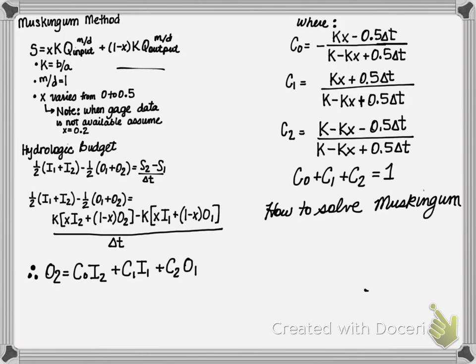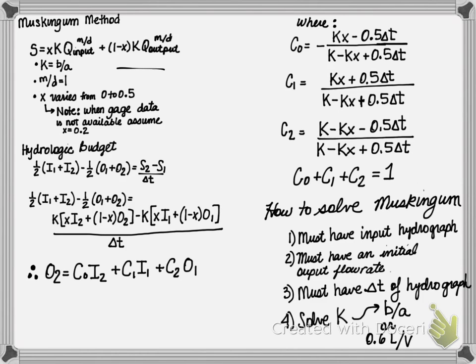Next, the steps in solving the Muskingum method. You must have an inputting hydrograph. You must have an initial outputting flow rate. You must know the delta T of the hydrograph, and you must solve for K, either by saying K is equal to B over A, or by assuming that K is equal to 60% of the travel time, which in theory is referred to as the lag time, which we'll further discuss in class.